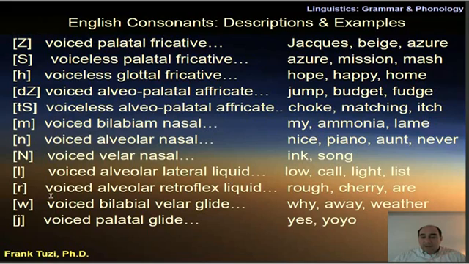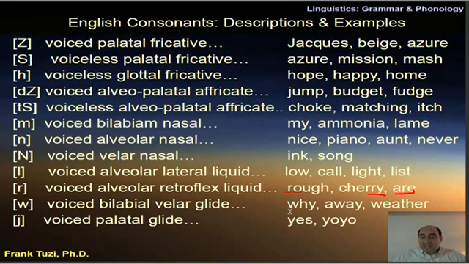You can go down and keep looking at these. Voiced alveolar lateral liquid, right? Low, call, light, list. Reflexive liquid, that's going to be an R, right? Rough, cherry, R. These are one of the more difficult ones to teach. I think I mentioned before I probably don't teach these if I would be doing this.